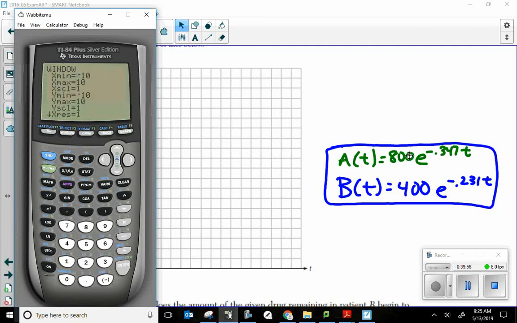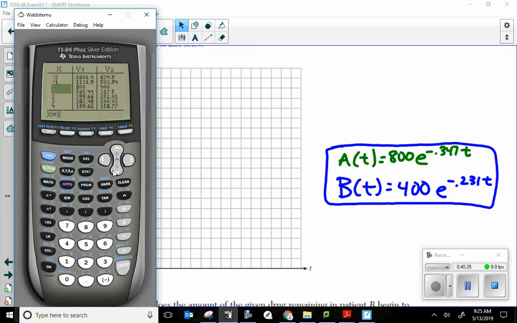I'm going to make my window. I know this is going to start at 800 as a starting point. So I'm going to go a little bit higher than 800. Let's go to my y value. It'll start at 0 and go up to 1,000. Now my x's, that's time. It starts at 0. I'm going to make it go to 10. I'm going to graph these two. That's my B value. That's my A value. And A is going to cross and get above it here. So let's do this. Let's look at our table.